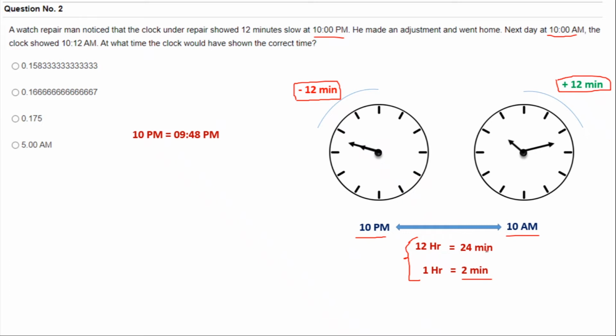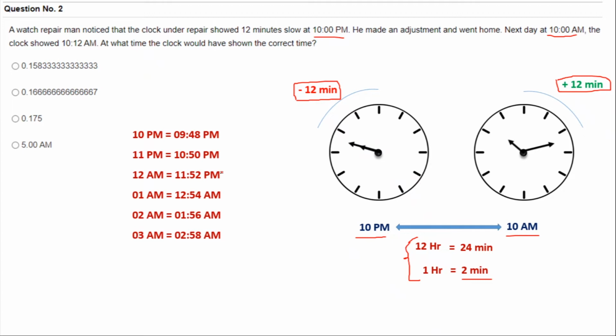Right? So now we'll just do a simple calculation. So at 11 p.m. the clock would have shown 10:50 p.m., 2 minutes more. At 12 p.m., that is after 1 hour, it should have shown 11:52 p.m. At 1 a.m. it will be 12:54, 2 a.m. it will be 1:56, and 3 a.m. it will be 2:58, and at 4 a.m. you can see it shows the correct time as 4 a.m. So the correct answer should be 4 a.m.